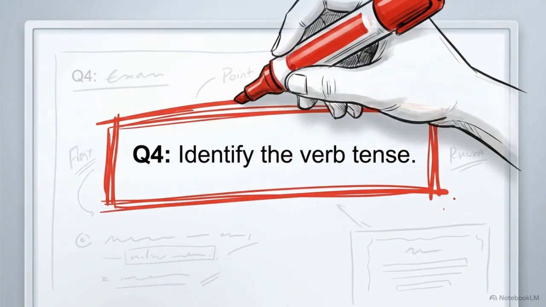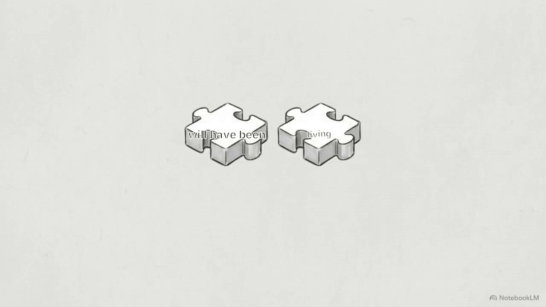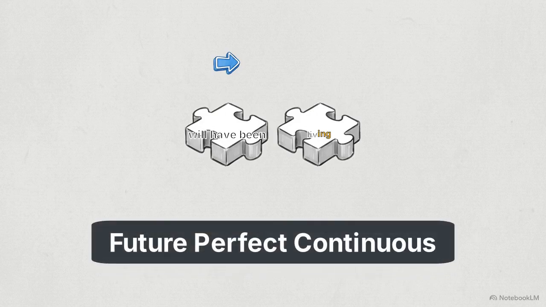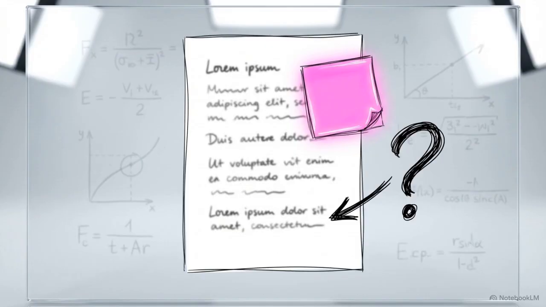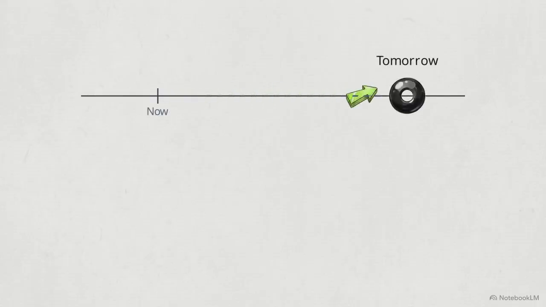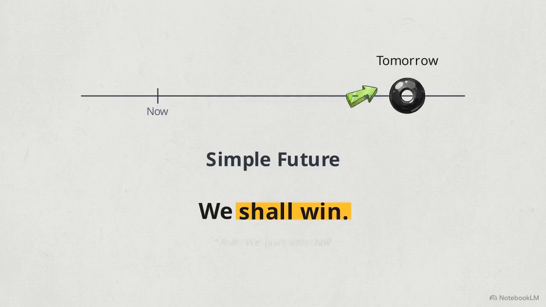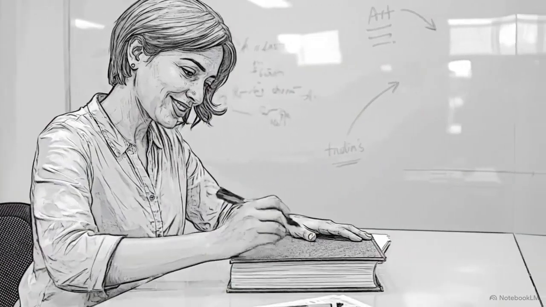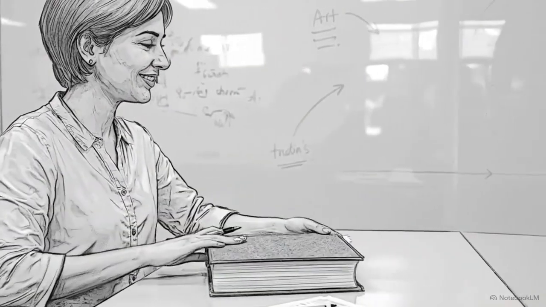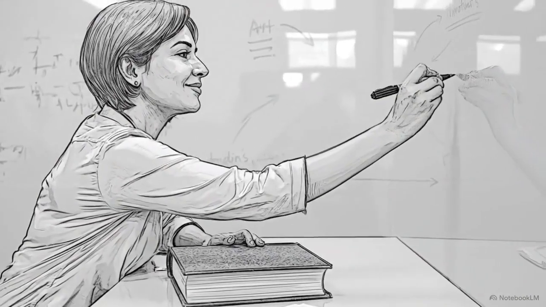Question 4. Identify the tense in "by next month she will have been living here for 5 years." The combination of will have been and the ing verb identifies this as future perfect continuous. Question 5. Fill in the blank: we blank win the match tomorrow. As a simple statement about a future event, we use simple future: we shall win. Correctly navigating these 5 patterns demonstrates a working knowledge of the structural rules required for CBSE future tense questions.